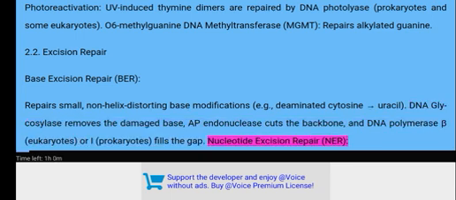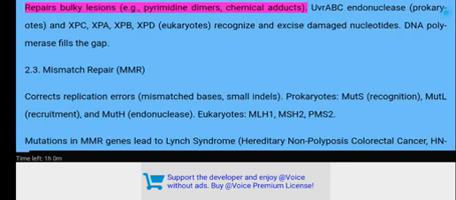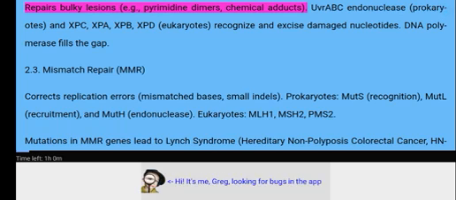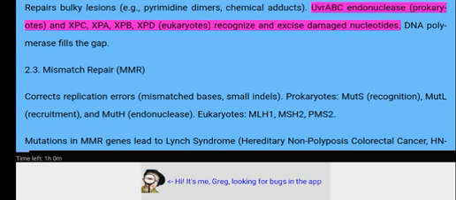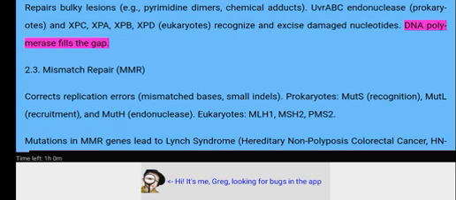the gap. Nucleotide excision repair, NER, repairs bulky lesions, e.g., pyrimidine dimers, chemical adducts. UvrABC endonuclease in prokaryotes and XPC, XPA, XPB, XPD in eukaryotes recognize and excise damaged nucleotides. DNA polymerase fills the gap.